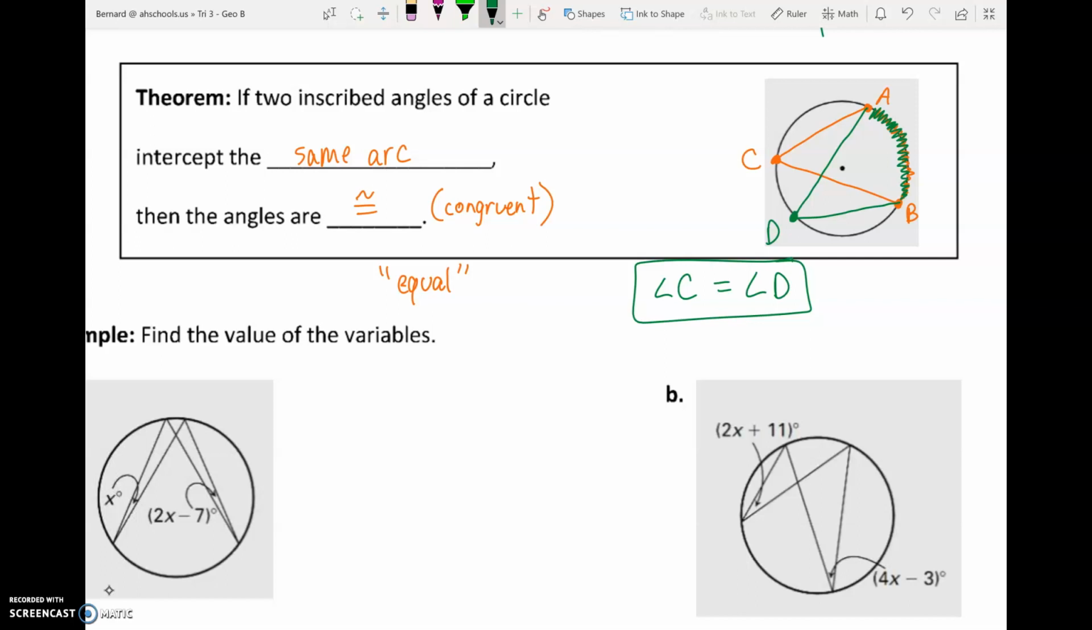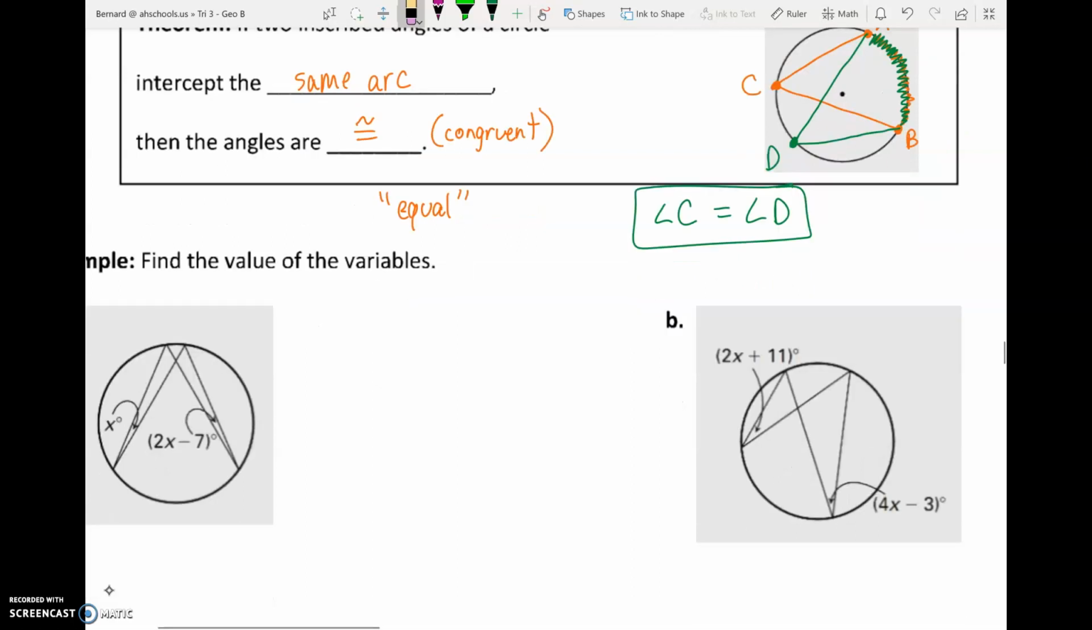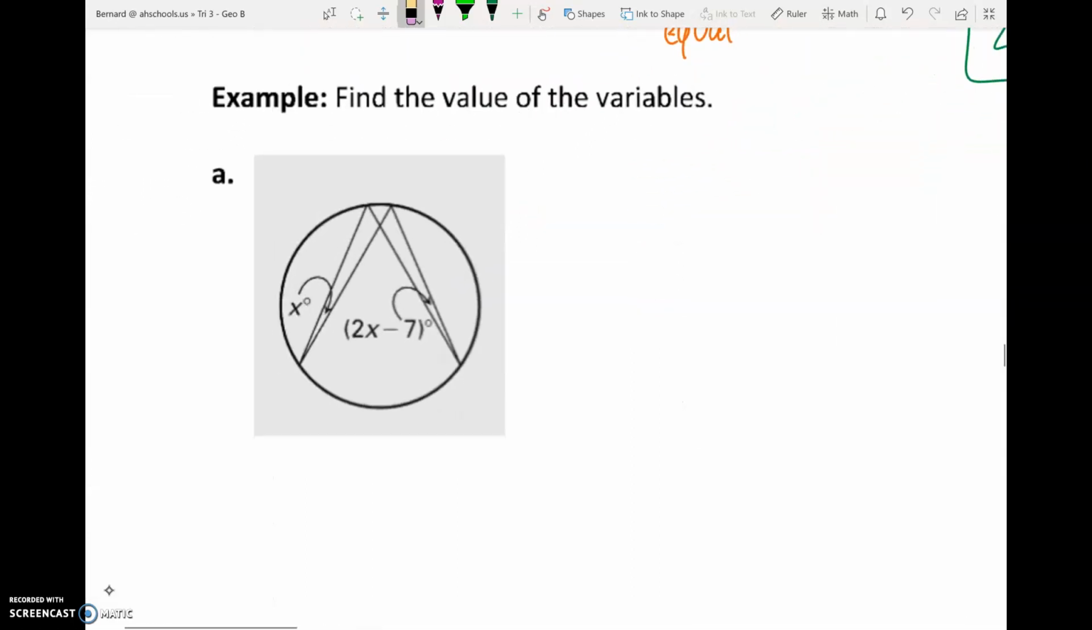Because whatever number our arc is, angle C is going to be half that number, and angle D is going to be half that same number as well, which means those two angles are equal. And so what we really don't even need is the arc. It doesn't matter because we can just set each of the angle things equal to each other. And I want to show you how that works in these examples.